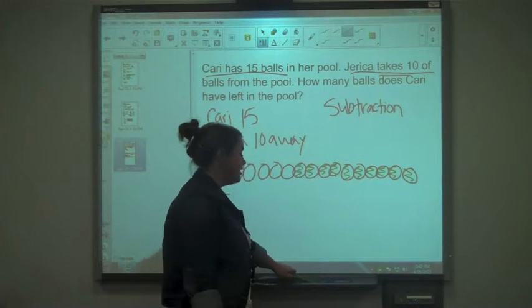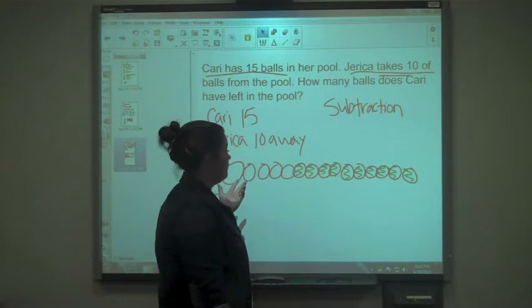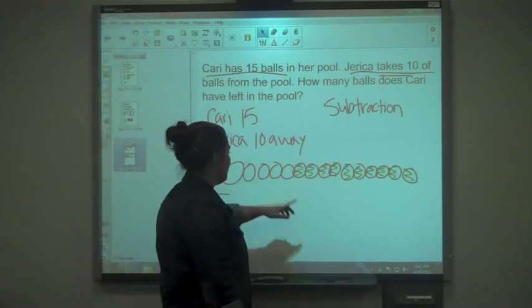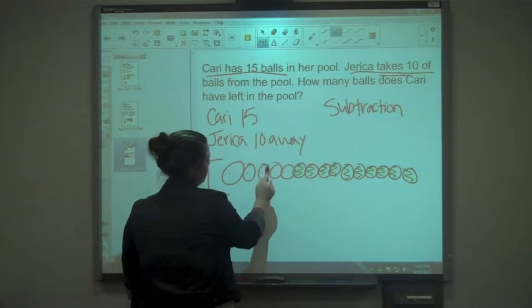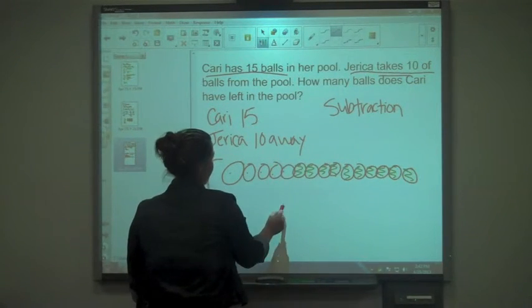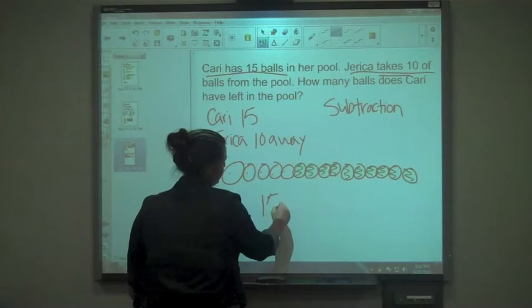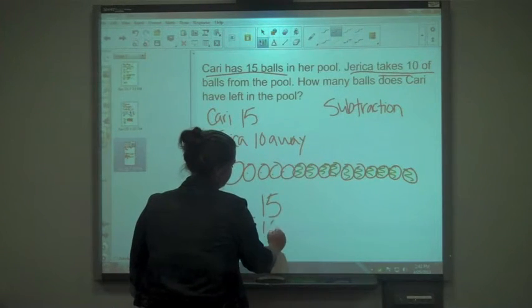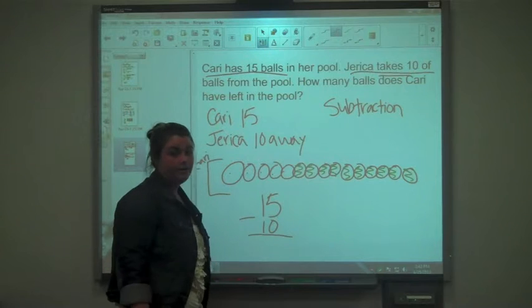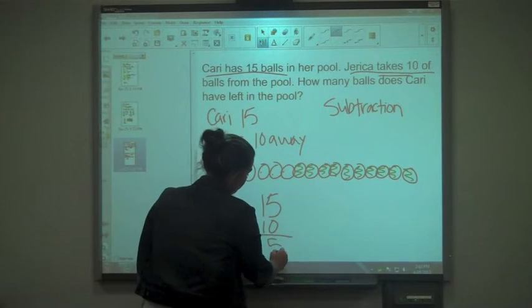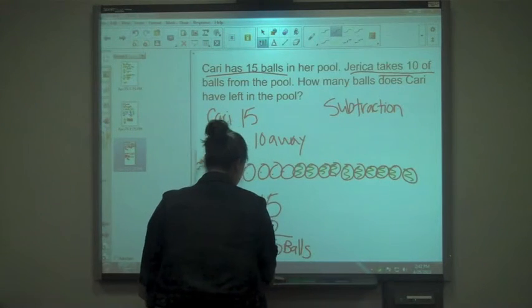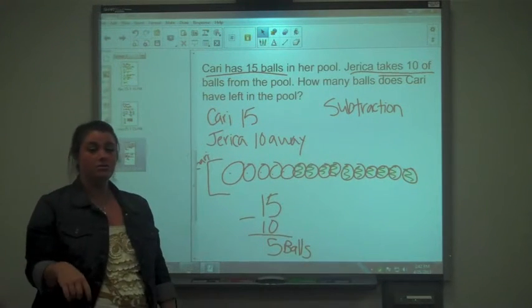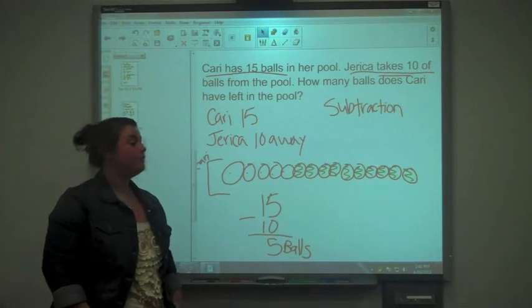All right, so how many balls does Carrie have left? After I've already shaded them in, how many balls does she have left? 1, 2, 3, 4, 5. So therefore, 15 minus 10 equals what? 5. 5 balls left. Good job. All right, your test is tomorrow, so be sure to study for adding and subtracting 5s.